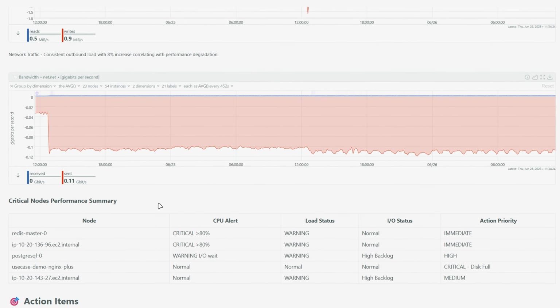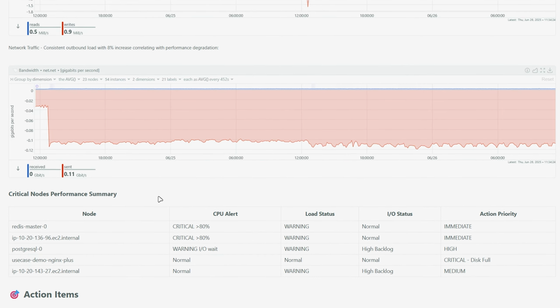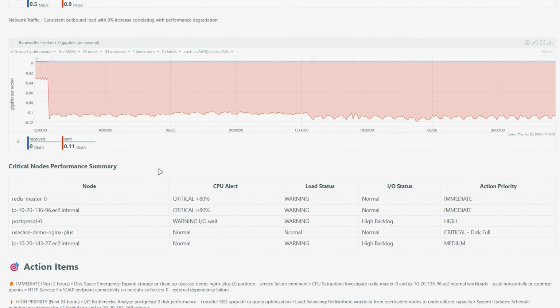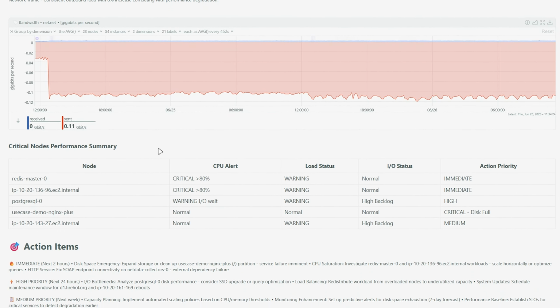Finally, we get some action items of what we should do within the next 2 hours, 24 hours, and the next week. These are generally good things to do to make the infrastructure more healthy.